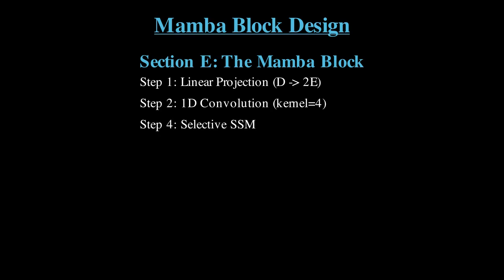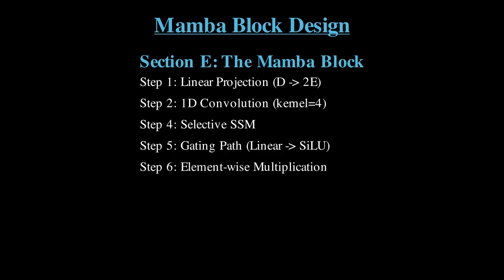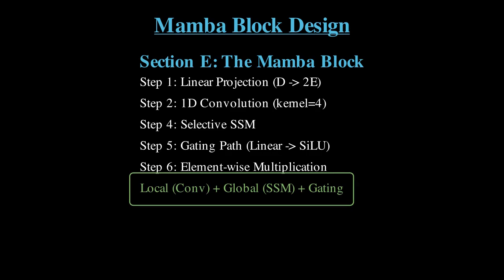In a parallel path, the original input also goes through its own linear projection and SiLU activation. This serves as a gating signal. The output of the SSM is then element-wise multiplied by this gate. This step is critical. It allows the model to selectively forget or pass through information. Finally, a linear projection back down brings the output to its original dimension. Together, the convolution handles local structure, the SSM mixes long-range information, and the gate provides powerful, input-dependent nonlinearity.